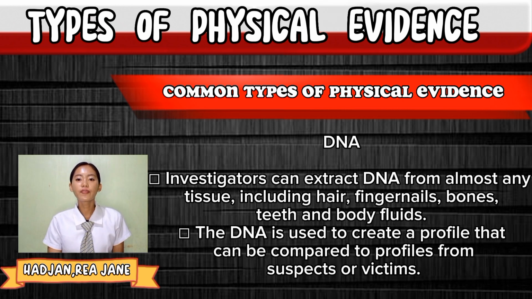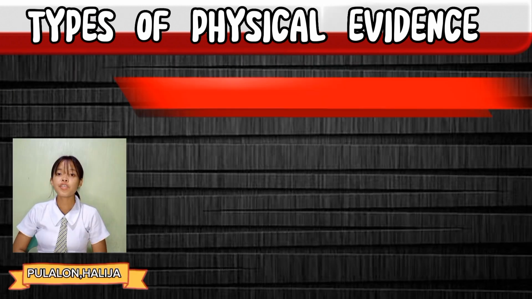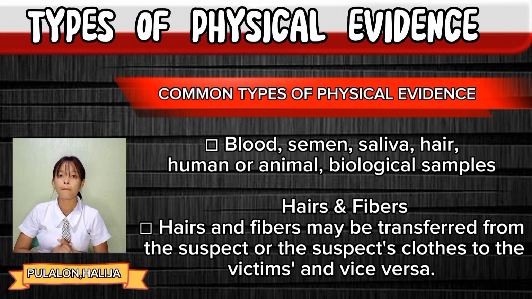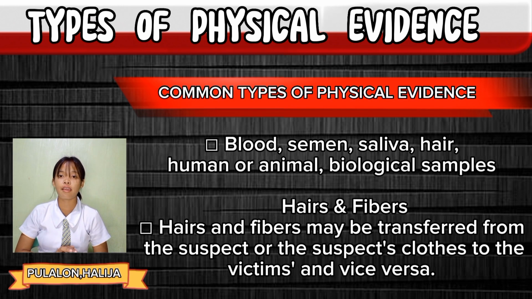DNA. Investigators can extract DNA from almost any tissue, including hair, fingernails, bones, teeth, and body fluids. The DNA is used to create a profile that can be compared to profiles from suspects or victims. Additionally, the other common types of physical evidence are blood, semen, saliva, hair, human or animal, and biological samples.